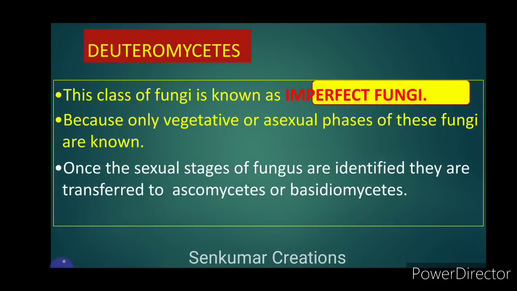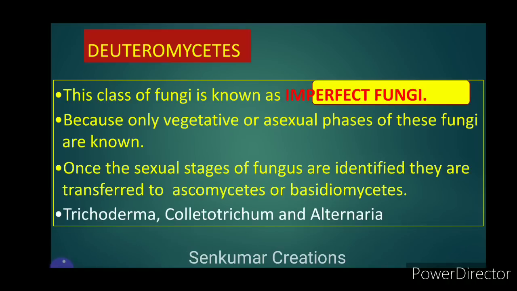Once the sexual stages of the fungus are identified, they are transferred to Ascomycetes or Basidiomycetes. So once the sexual stages of fungus are identified in Deuteromycetes, they are transferred to the other two parts, Ascomycetes and Basidiomycetes. Trichoderma, Colletotrichum and Alternaria are the best examples for Deuteromycetes.